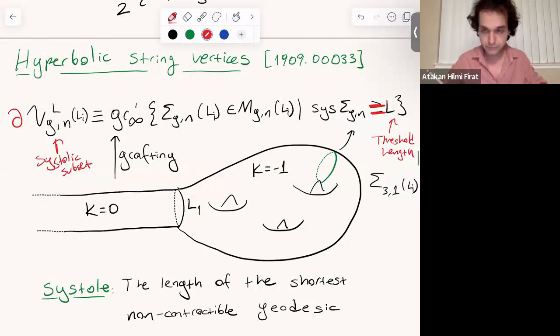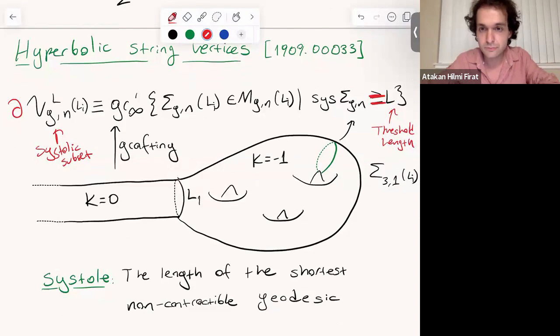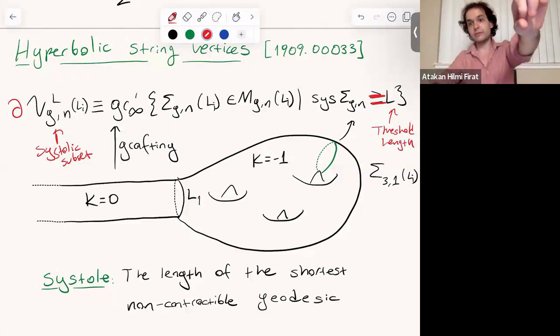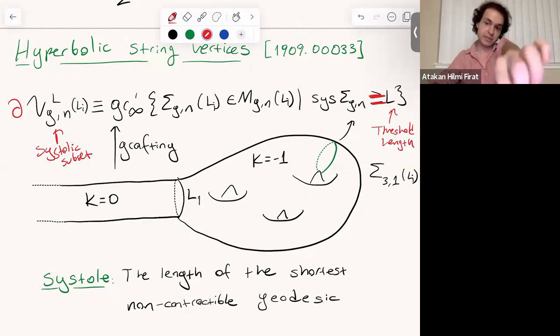Sorry, Atakan, so the systole being bigger than L is somehow ensuring that you don't have these long cylinders in your surface, right? That's correct. If you don't have this condition, your geodesic can get arbitrarily small and it can become a node, and the part of the tube perpendicular to the geodesic will become very big. Yeah, that's the right picture that you have.